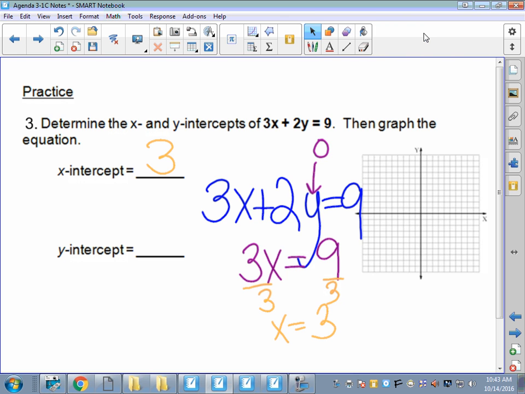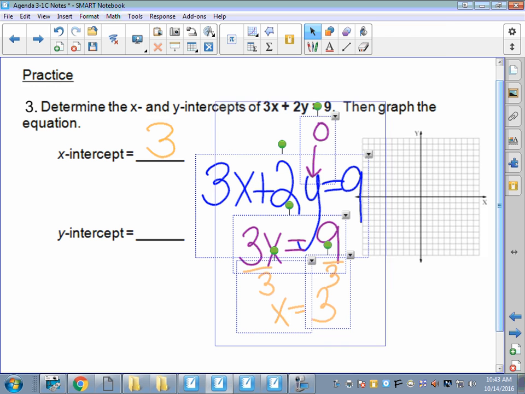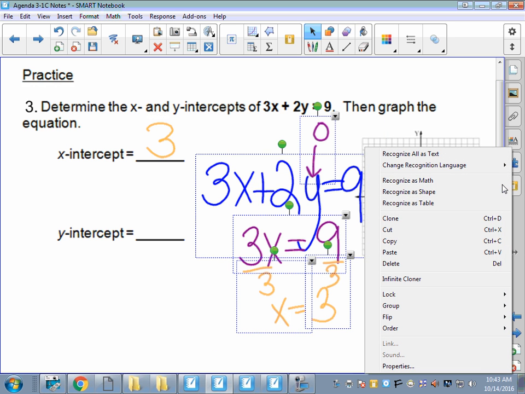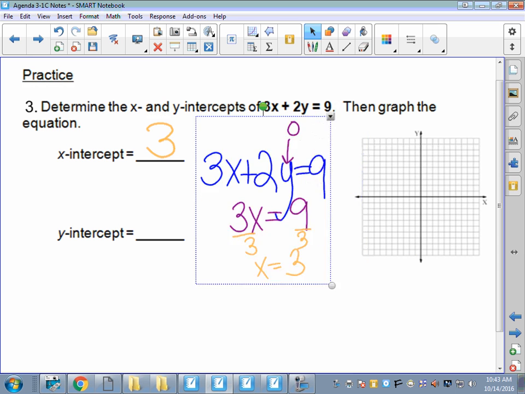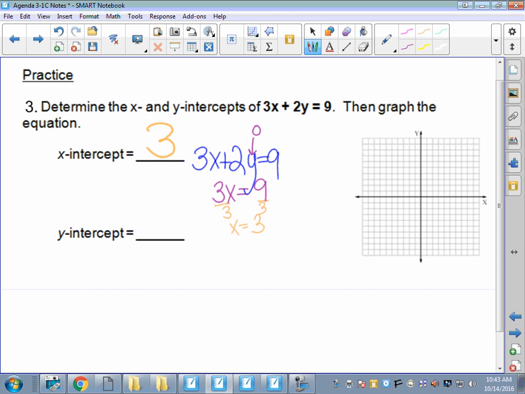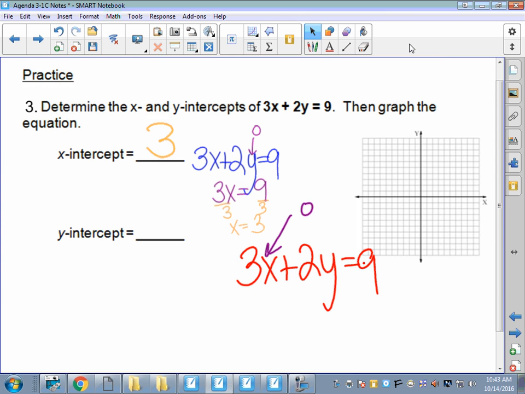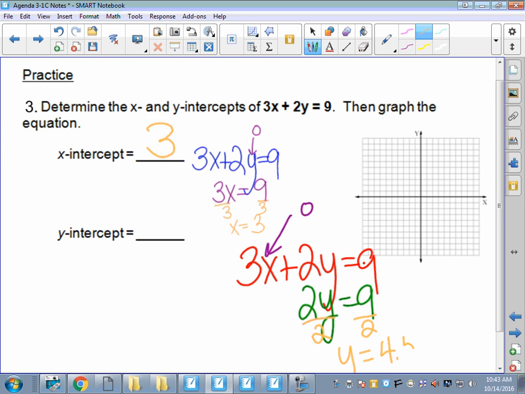I'm going to do the same thing to find the y-intercept. Where do I put a 0 when I want to find the y-intercept? So for the y-intercept, I put a 0 in for that x. 3 times 0 is 0, so 2y equals 9 would be all I have left. Finish that equation by dividing by 2. So y equals 4.5, or 9/2. Are you allowed to get a decimal or a negative?